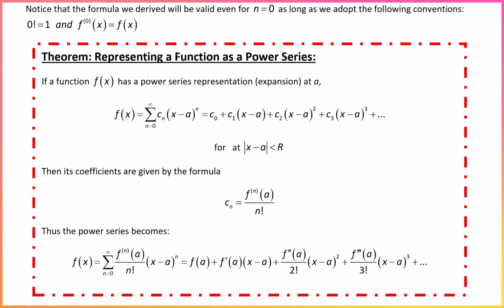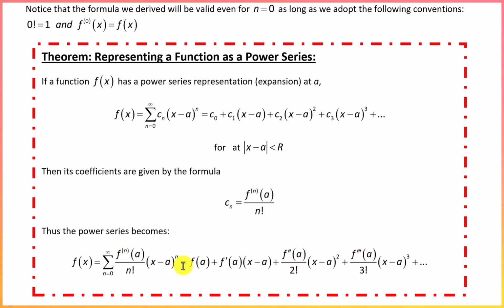So just to summarize what we just generated in the notes: as long as we let 0 factorial equal 1 and the zeroth derivative of f be equal to f of x, those are the notations and conventions we're using. Then we have this theorem. It says that if a function does have a power series representation or expansion at x equals a, then the function is going to be equal to a power series where the coefficients are the nth derivative evaluated at a over n factorial. And I just wrote that out here. So I replaced the c sub n's with that formula we just generated, and it will look like this.